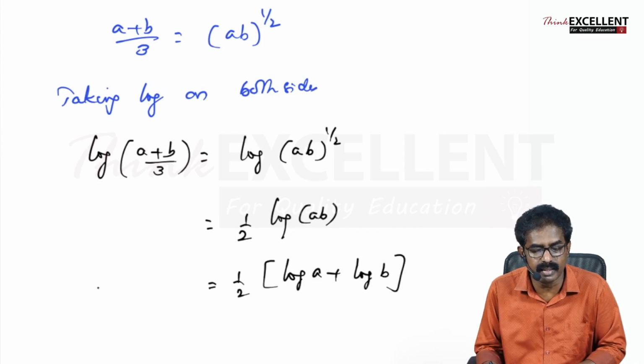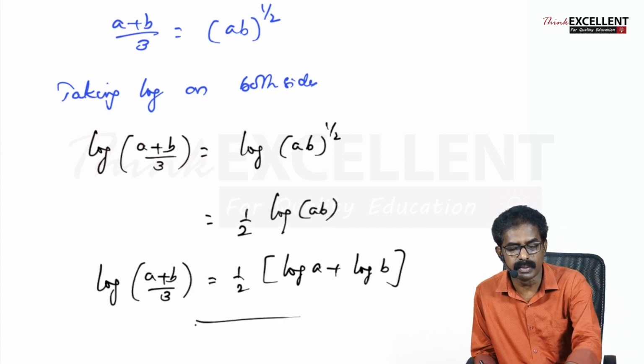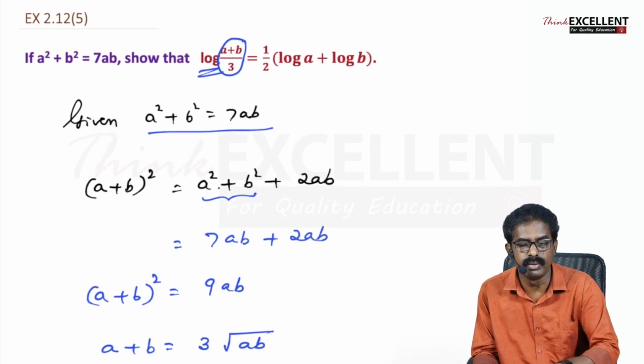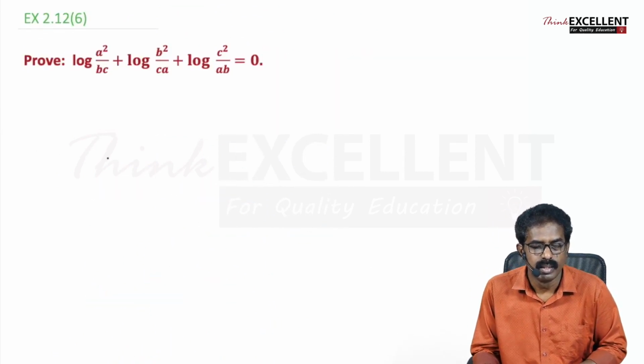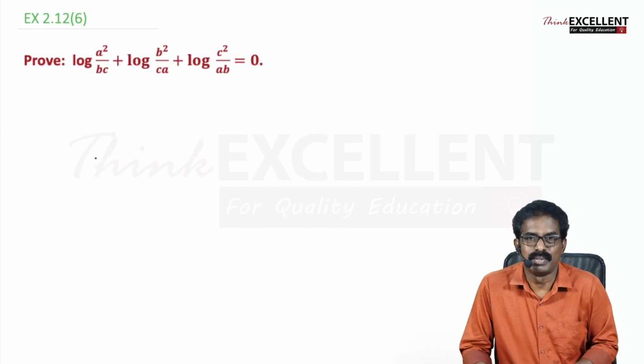So what's the left side? Log a plus b by 3. This is what they asked to prove. Log a plus b by 3 is half into log a plus log b. Hope you understood this. It's a very simple question. See the next question. Another very simple question.